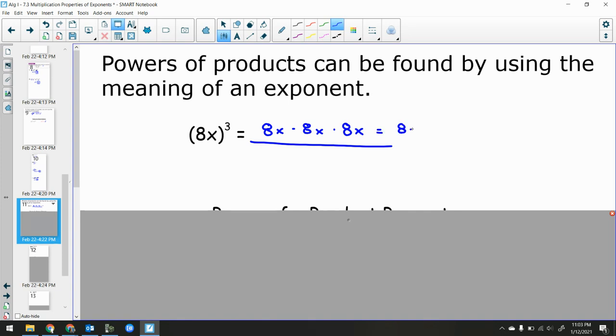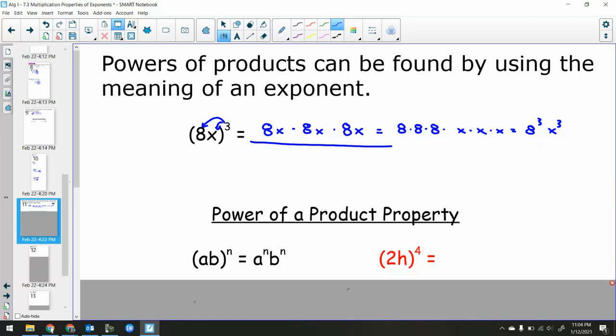So it's 8 times 8 times 8 times x times x times x. Well, how would we write that? 8 to the third times x to the third. Okay, so what did I essentially do here? I essentially just distributed the power to both pieces of the product on the inside. Okay, you essentially just distribute the power.